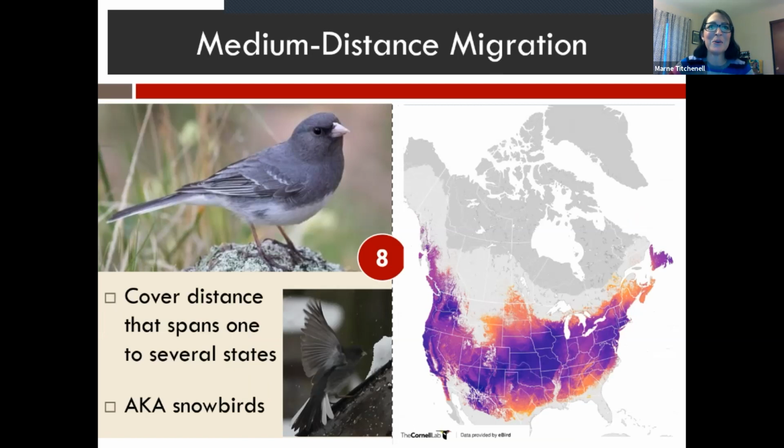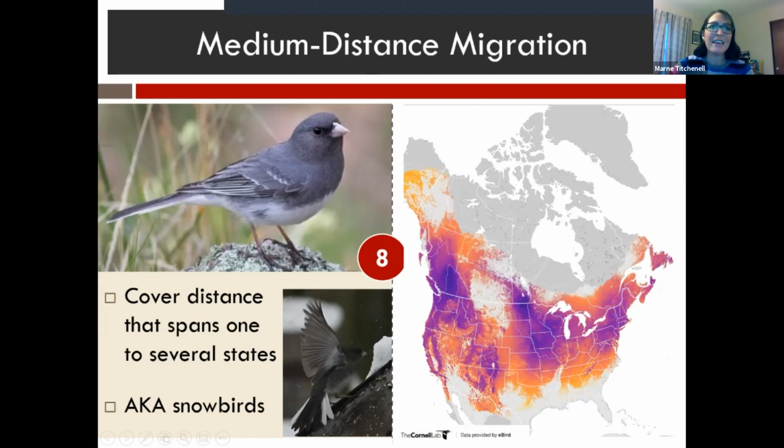So this is number 8. I'm not going to say who it is quite just yet. But this little bird will stay in North America, moving from their breeding grounds, which is north of us. And let me play this little figure. Hopefully it works. There it is. Hopefully you can see that.